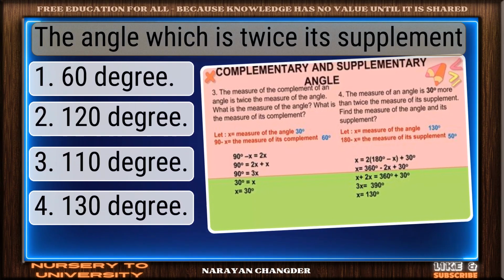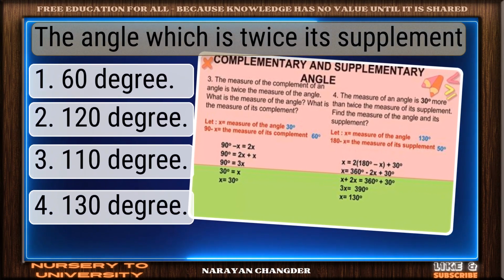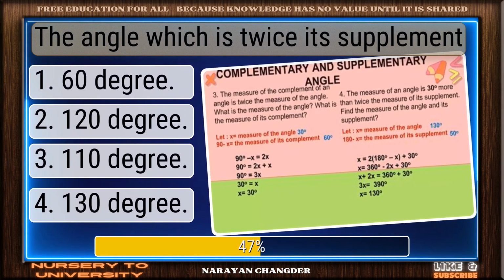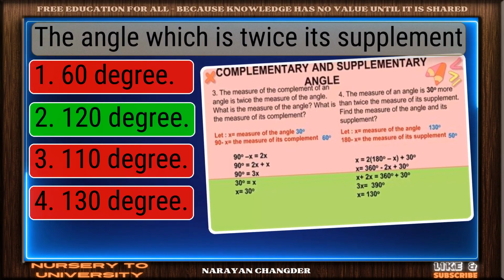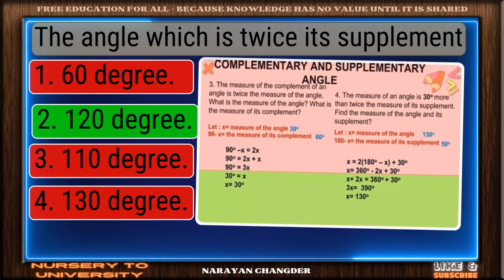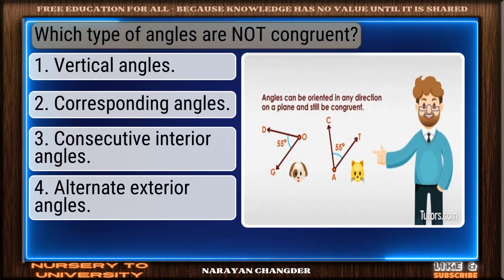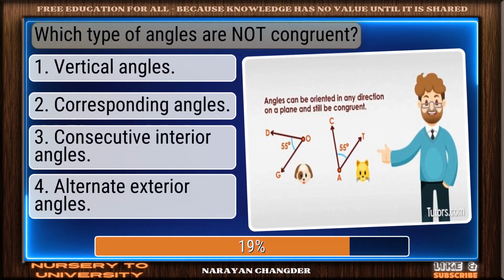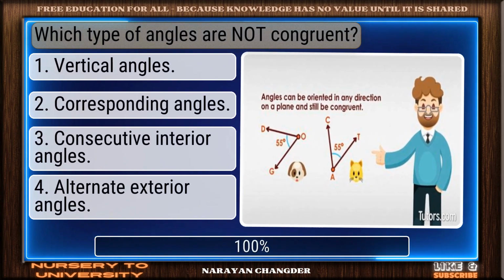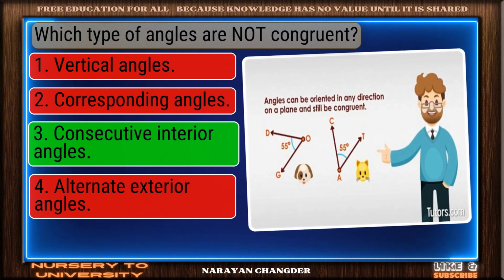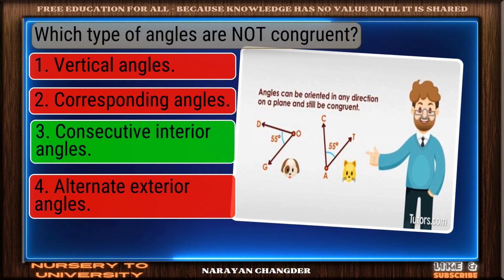Question number 69. The angle which is twice its supplement. Smart pick. 120 degrees is the correct choice. Question number 70. Which type of angles are not congruent? Great job. Consecutive interior angles is the accurate answer.